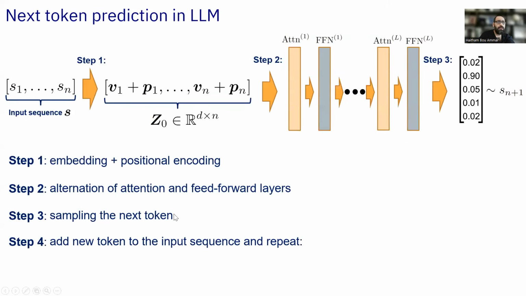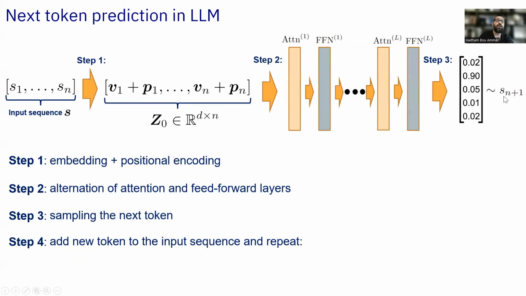So let's repeat that. Remember what we do here. We said, okay, we're going to do embedding and positional encoding. Then we're going to alternate attention and feed forward. And then towards the end, we are going to have this probability vector. And now from this probability vector, I can sample a token. So this is a probability vector over all the tokens. I can sample a token and then I can append it and then I can repeat.